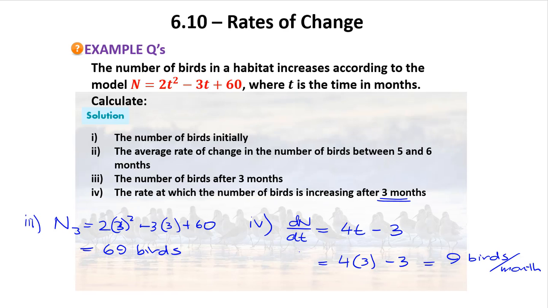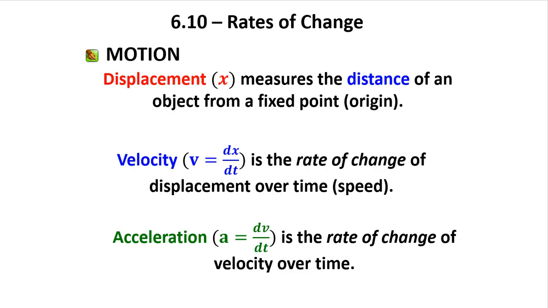Always got to have this rate in each of these real life questions. The next part we're going to go through is the motion. I would really encourage you to write this down in your books. Displacement, generally given the pronumeral x, measures the distance of any object or particle from the fixed point, or what we call the origin.